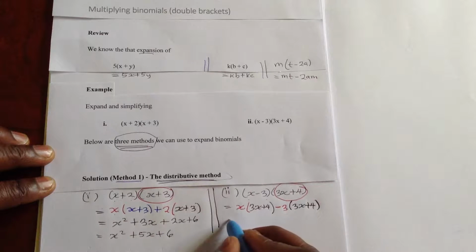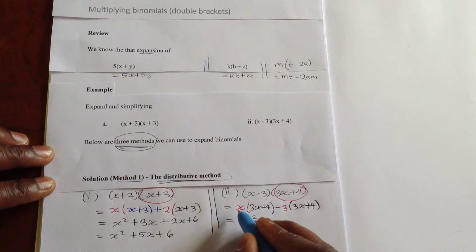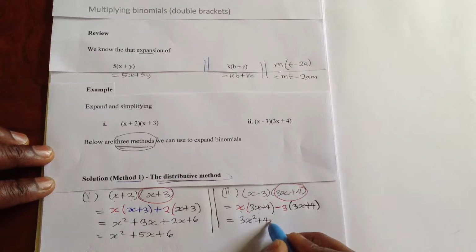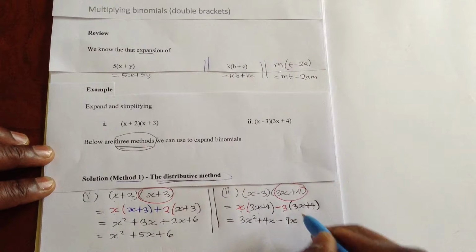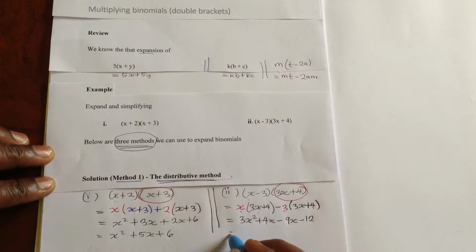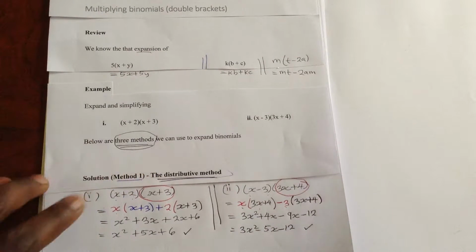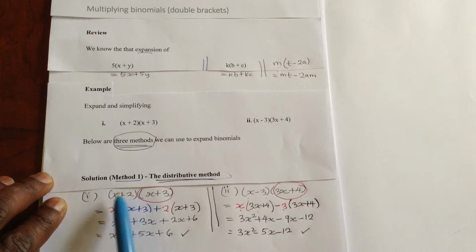From here I then expand. x times 3x will give me 3x squared, x times 4 will give me 4x, minus 3 times 3x will give me minus 9x, and minus 3 times 4 will give me minus 12, which would then simplify to give 3x squared minus 5x minus 12. So that is the distributive method. In summary, all I did is to consider this bracket and multiply this bracket with the 2 terms in the first bracket.